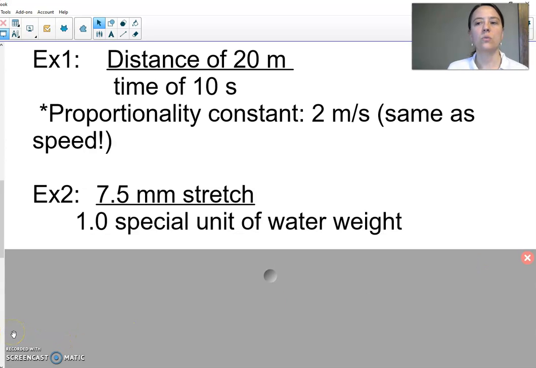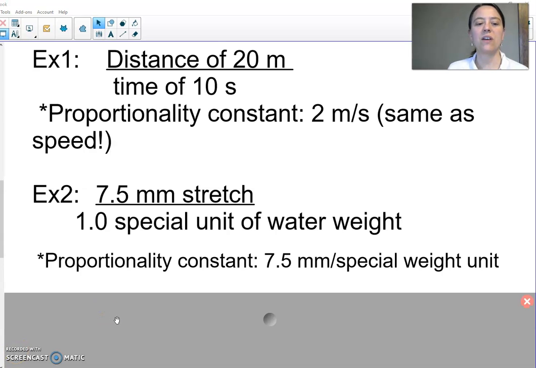So also there was another example we're going to go through, so please write this down. In your book, there was 7.5 millimeters of stretch for every 1.0 special unit of water weight. So whenever we increased our x or water weight by 1, the distance or the stretch of the spring would go up by 7.5 millimeters. So what is our proportionality constant here? Well, when we divide these out, we get 7.5 divided by 1, or 7.5 millimeters per special weight unit is our proportionality constant.